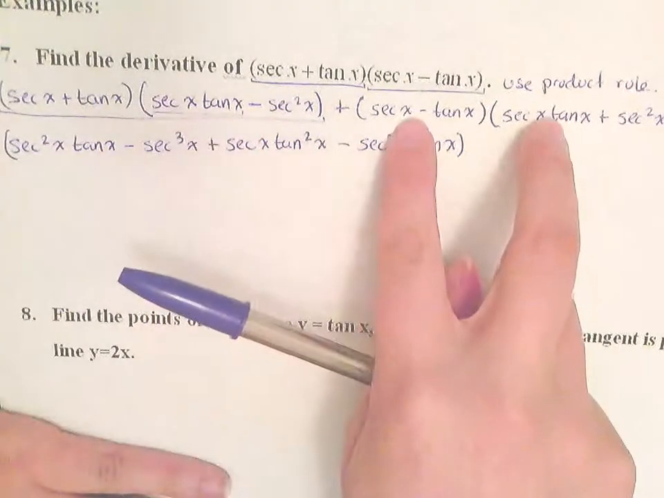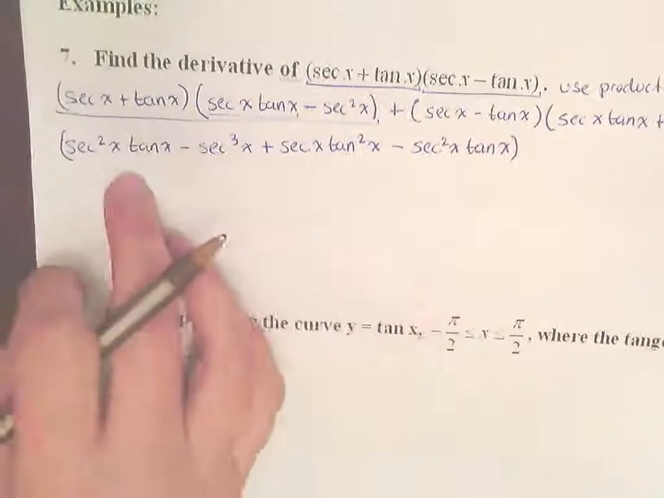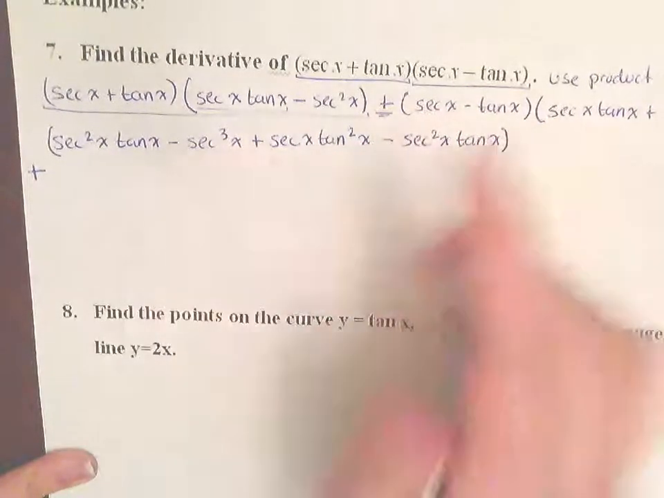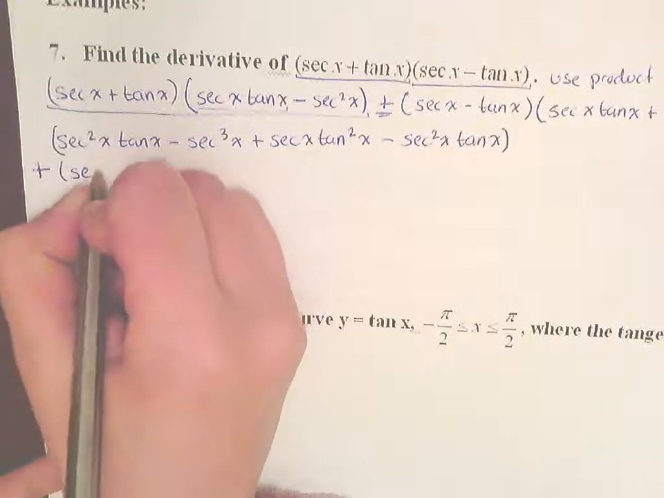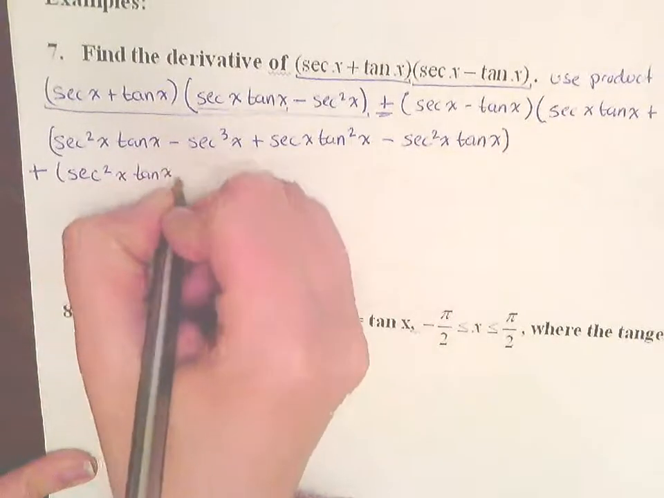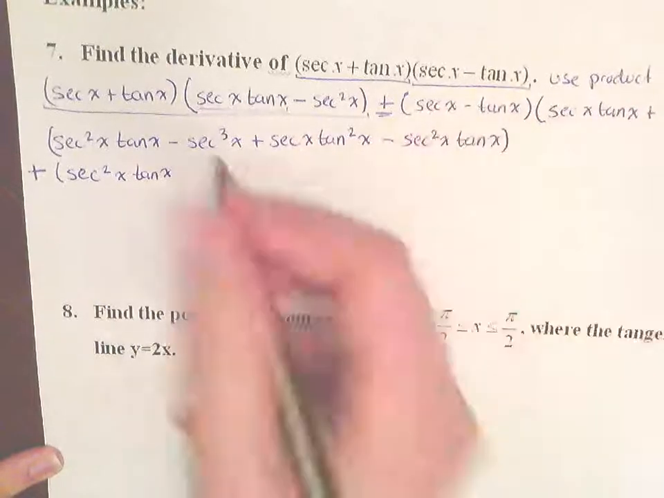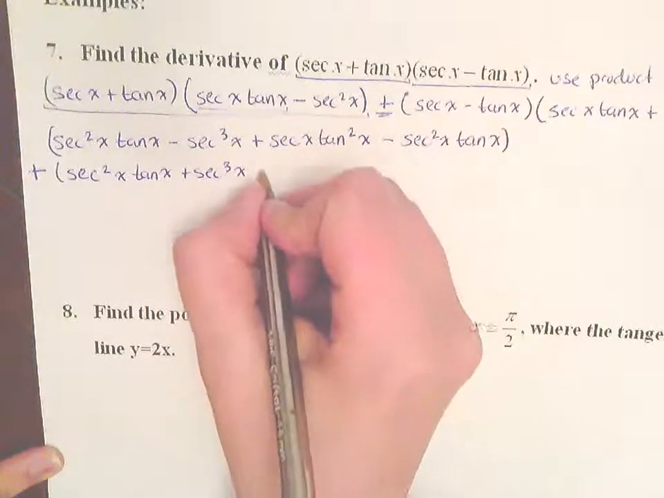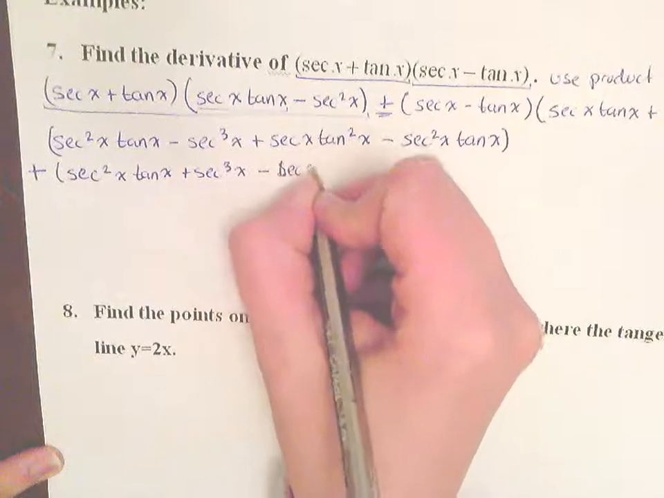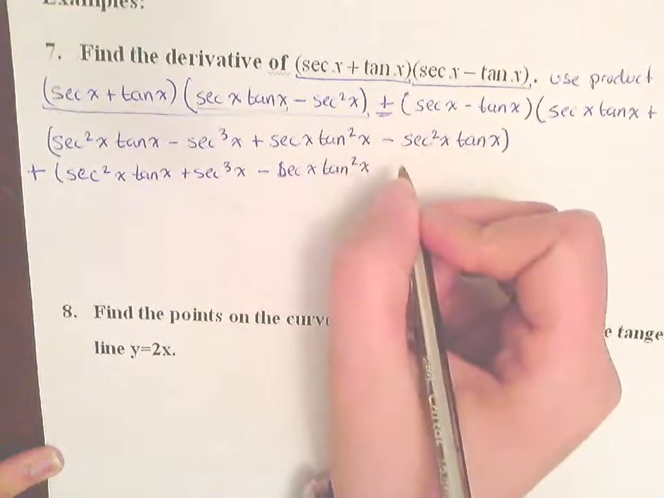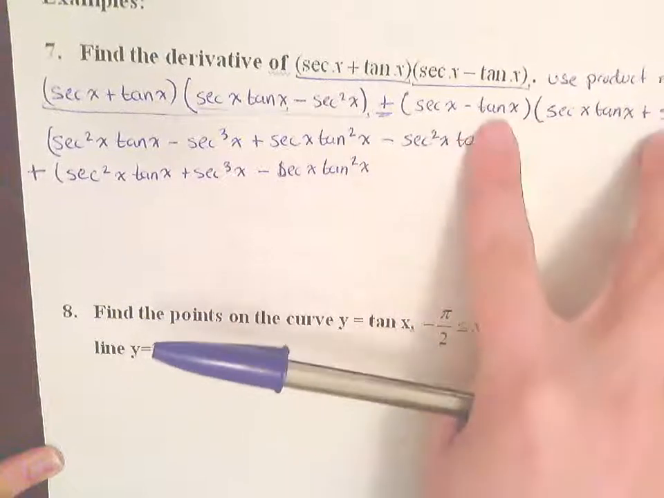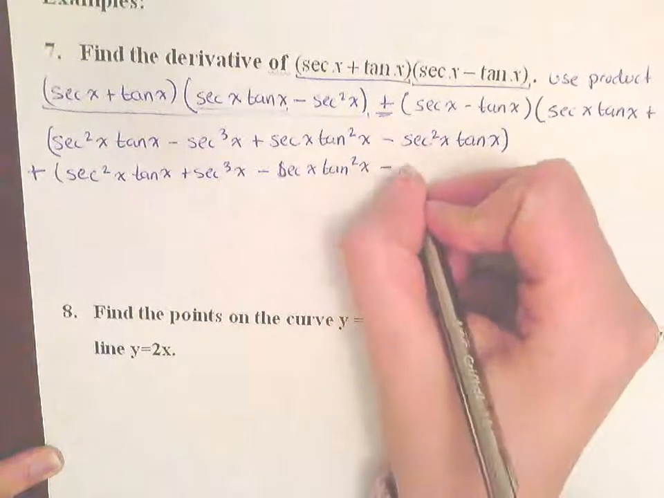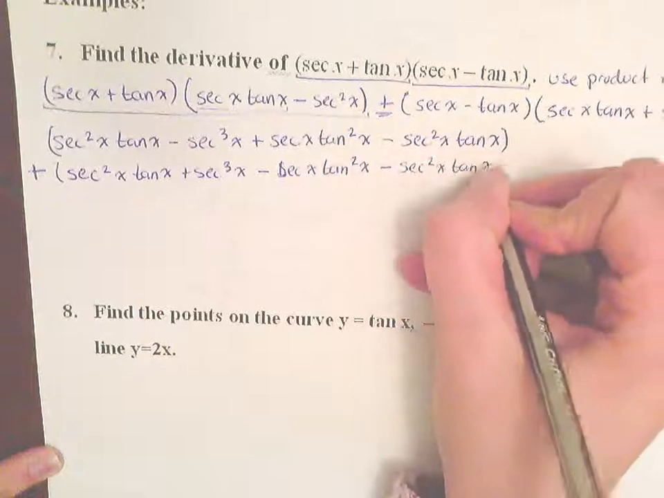Now we're going to FOIL these two, and just to save space I'm going to FOIL them right underneath. This is going to be a plus, and again, first we get secant squared of x tangent of x. The outer is plus secant cubed of x. The inner is minus secant of x tangent squared of x. And now the last is secant squared of x tangent of x, and it's going to be a minus because of this guy. So minus secant squared of x tangent of x.